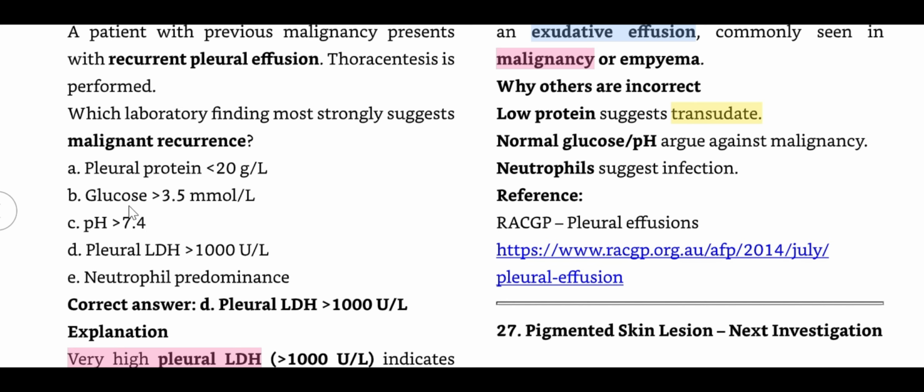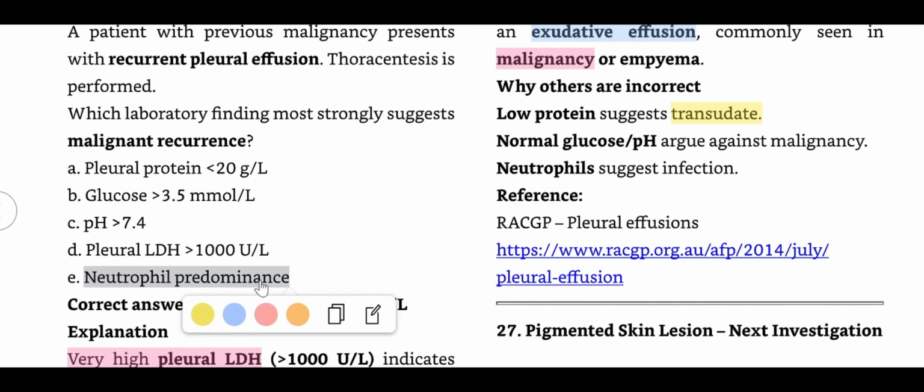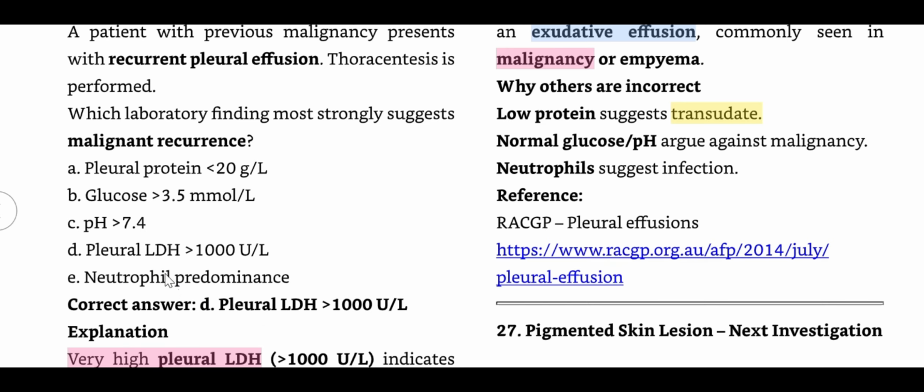Glucose shouldn't be normal, as normal glucose will exclude malignancy. The pH shouldn't be normal, as normal pH will exclude malignancy. Pleural LDH should be high. Neutrophils shouldn't be predominant, as predominant neutrophils are suggestive of infection, which excludes malignancy.